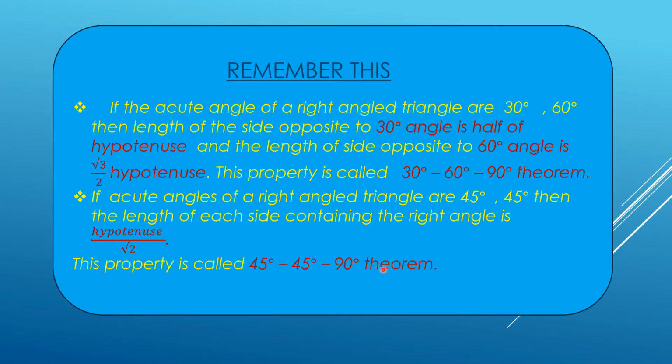That means the side opposite to the 30-degree angle is half into the length of the hypotenuse, the side opposite to the 60-degree angle is root 3 by 2 into the length of the hypotenuse, and the side opposite to 45 degrees is 1 by root 2 into the length of the hypotenuse.